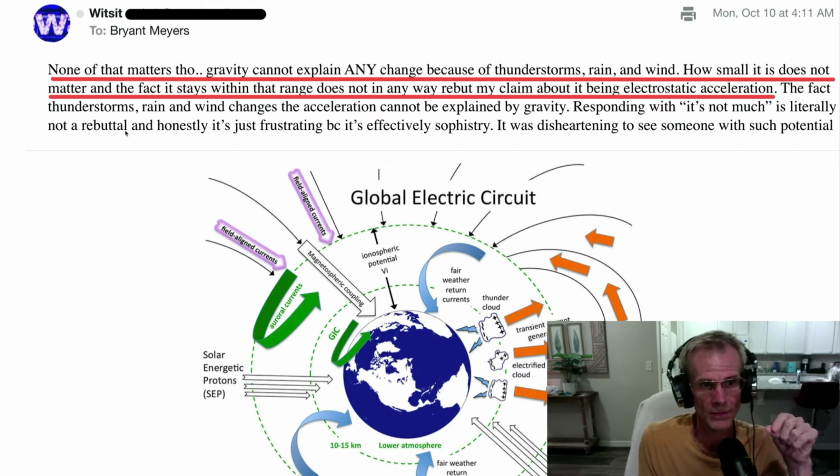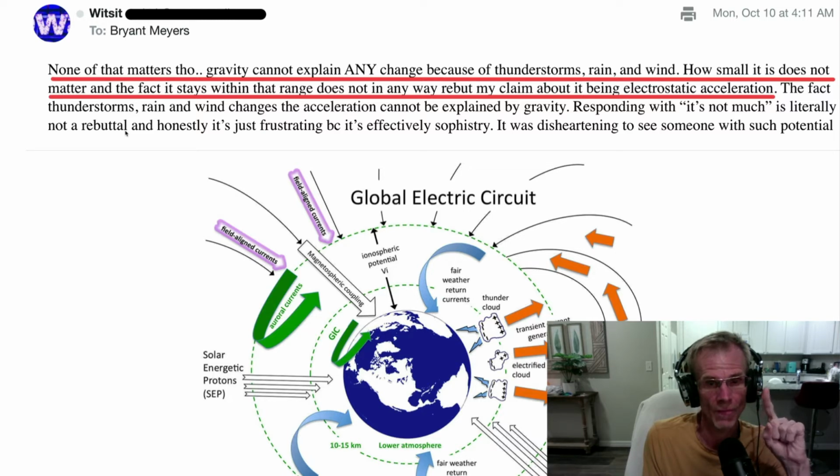So he says, none of that matters though. Gravity cannot explain any change because of thunderstorms, rain, and wind. How small it is does not matter, and the fact that it stays within that range does not in any way rebut my claim about it being electrostatic acceleration.